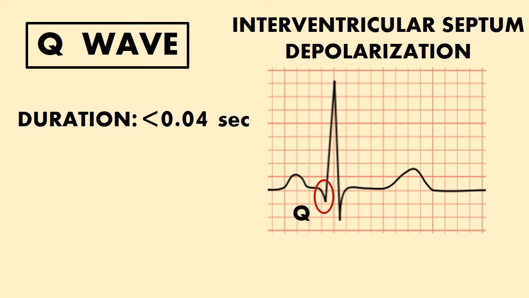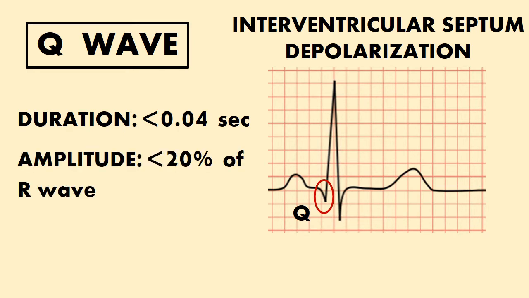The duration is less than 0.04 seconds. It is less than 20% of the corresponding R wave amplitude in D3, AVF, V5, and V6. It is normally absent in leads V1 to V4.